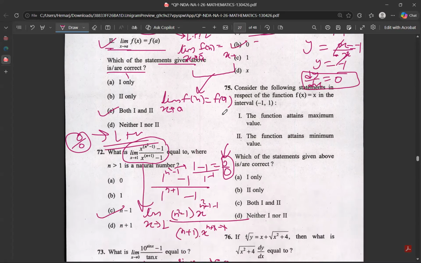Let's move ahead. Question 75. Consider the following statement in respect of the function f(x) equal to x in the interval minus 1 to 1. The function attains maximum value, the function attains minimum value. So the question is from application of derivative, where we have to find out the maximum and minimum values.